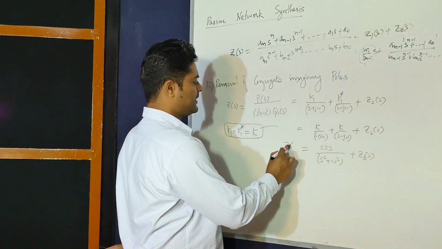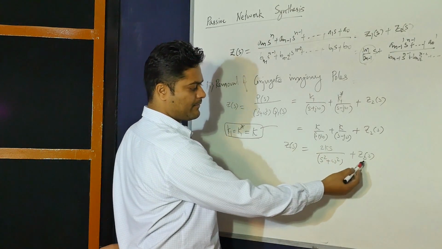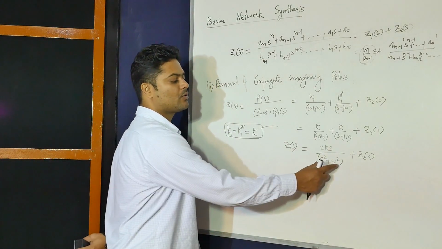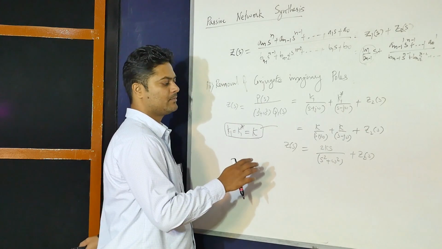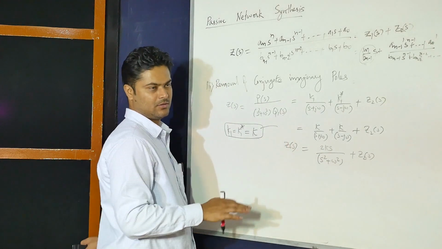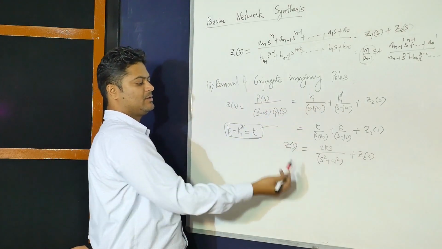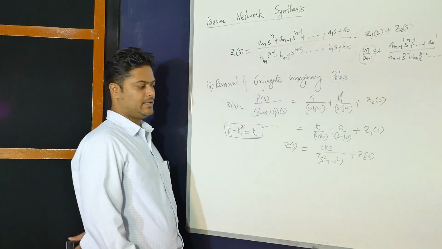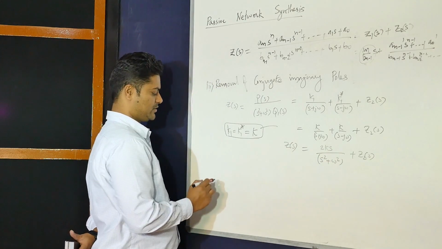So when we can write Z2(s) in terms of Z(s) minus this term, that means we removed the conjugate poles from the function equation. Removal of conjugate imaginary poles. We removed this from Z(s) in order to get Z2(s). Right? So what are these functions?